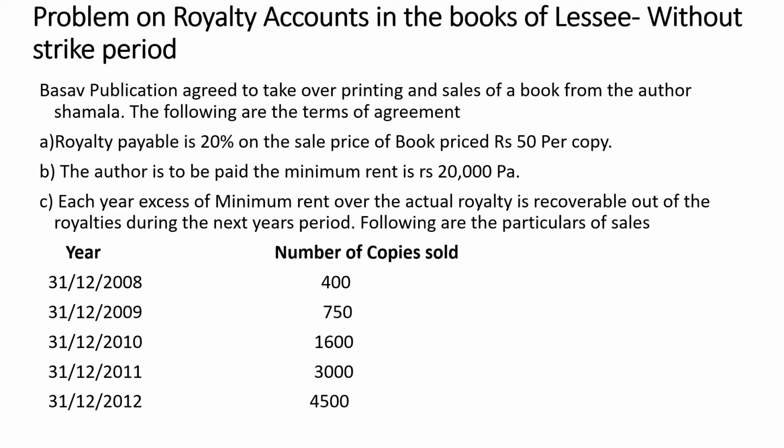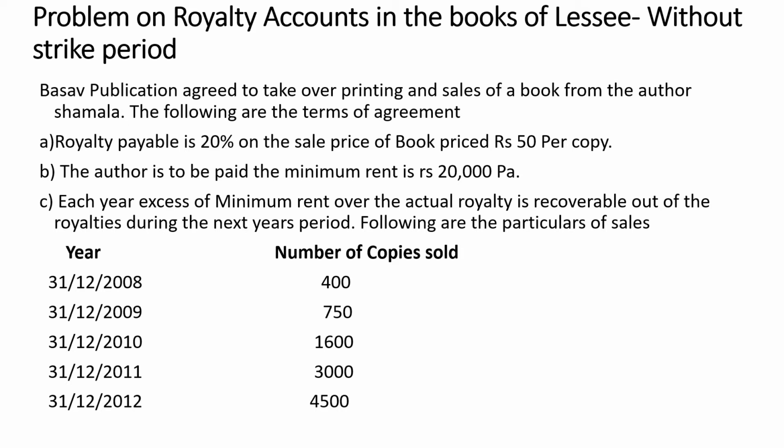So here I put one problem. Basava Publication agreed to take over printing and sales of a book from the author Shamala. The following are the terms of agreement. Royalty payable is 20% on the sales price of the book. Price is rupees 50 per copy. Author is to be paid the minimum rent of rupees 20,000 per annum.